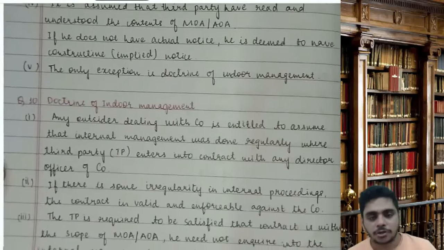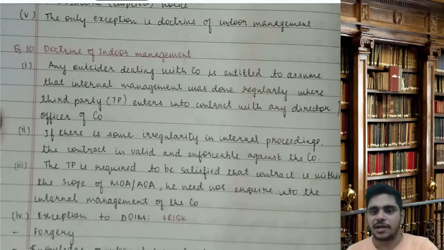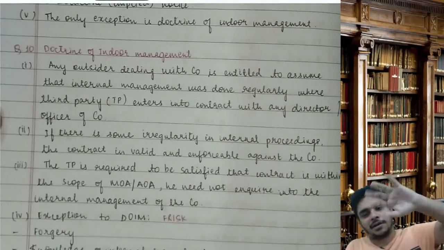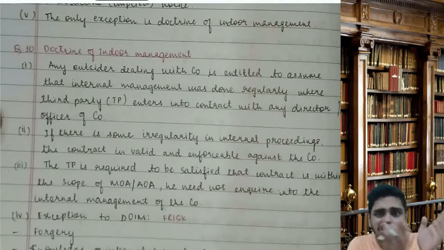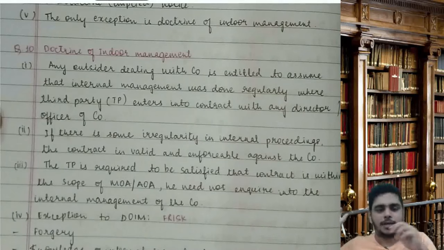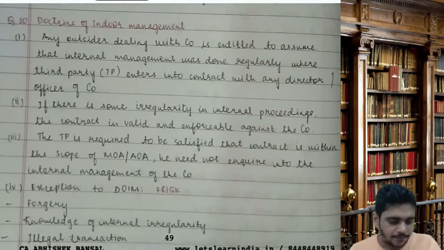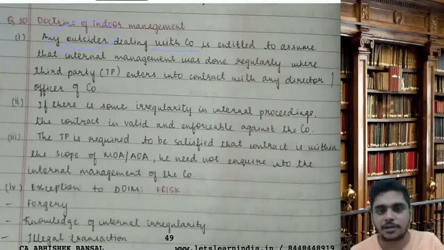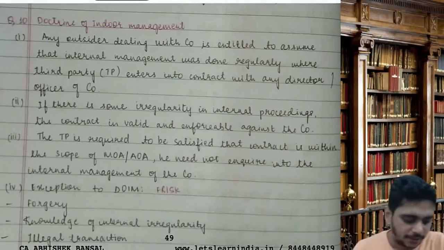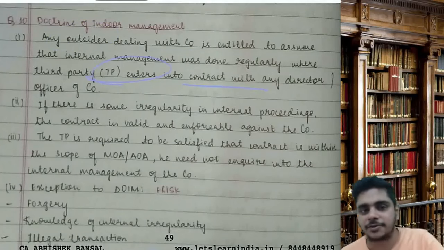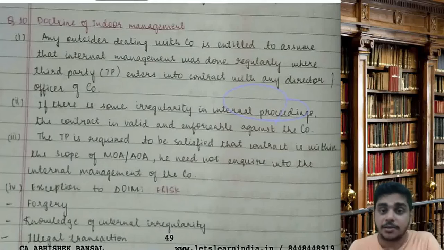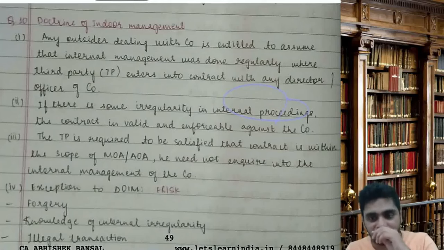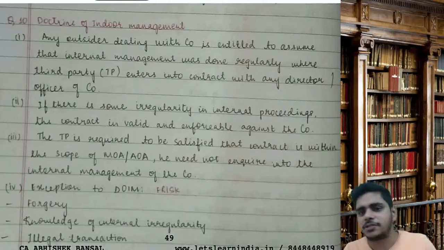Third, the doctrine of indoor management. The outsider's duty was to read the MOA and AOA, and he read them. But if there is some internal irregularity in the company, then it is the company's problem. A third party is never put to loss. Any outsider dealing with the company is entitled to assume that the internal management was done regularly. When a third party enters into a contract with any director or officer of a company, if there is some irregularity in the internal proceeding, the contract would still be valid and enforceable against the company.